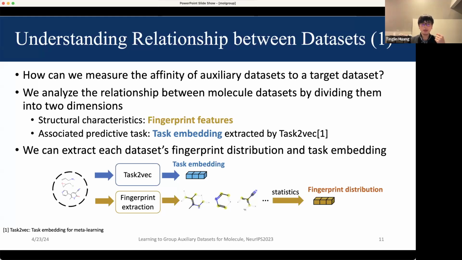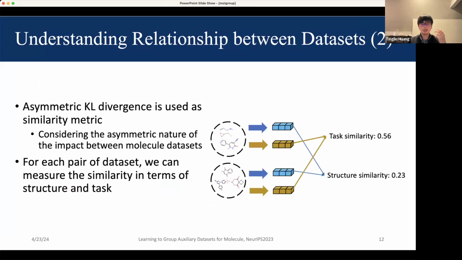So basically, given one data set, like ClinTox, FreeSolv, whatever, we will use Task2Vec to extract the task embedding, and also we can obtain a fingerprint distribution to represent the structure characteristics. So with these two techniques, given a pair of data sets, we can measure their task and structure similarity. Here's an illustration. Given one data set, we can extract its task embedding and fingerprint distribution, and we use the KL divergence to calculate their task or structure similarity.